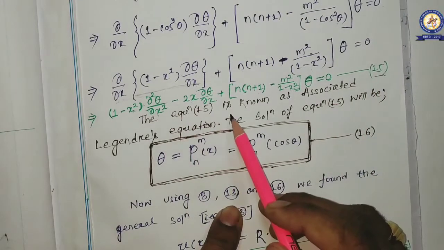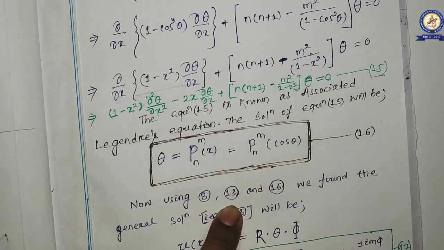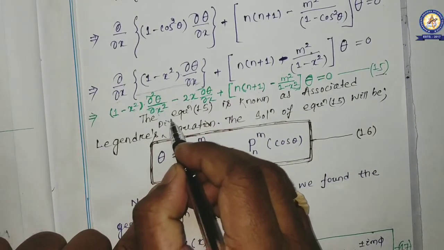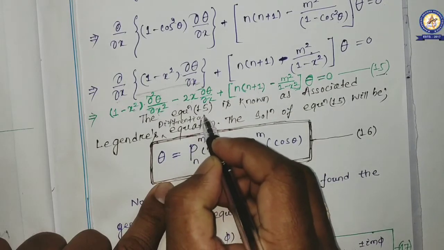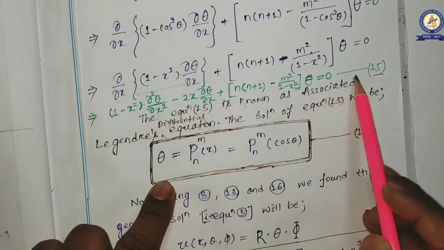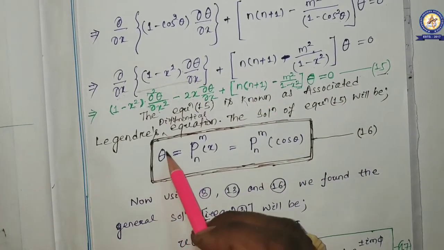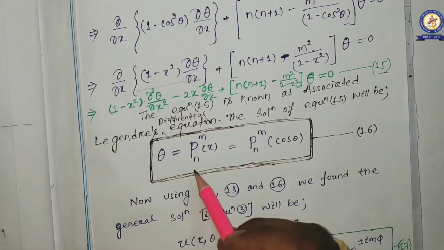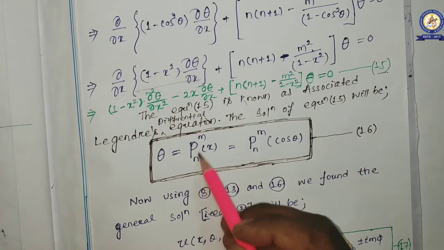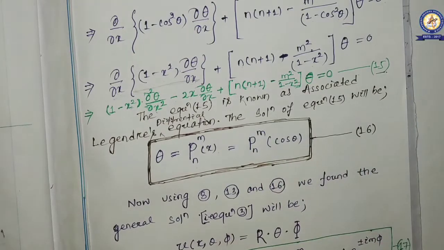This equation number 15 is well known, this is your associate Legendre differential equation. Now, if it is the associate Legendre differential equation, we know that the solution will be like this. That is, your capital theta will be equal to P subscript n superscript m function of x, that is Pnm of x. So x we have considered as cos theta, so this can be written as Pnm cos theta. Let this be your equation number 16.